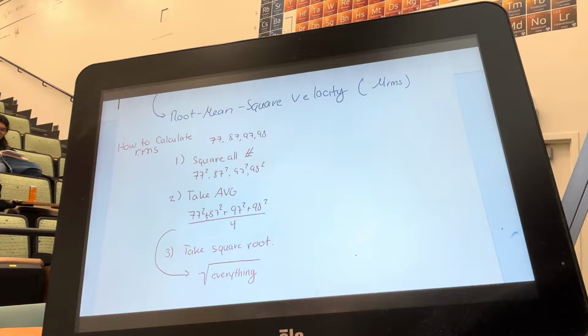So just in case you're asked that on an exam, that's how you calculate an RMS of anything, an RMS of a data set. Okay?